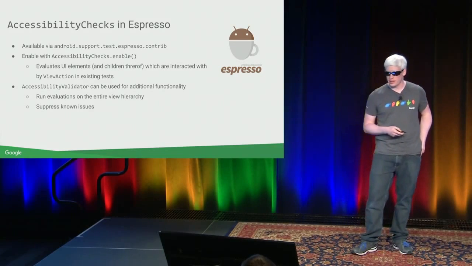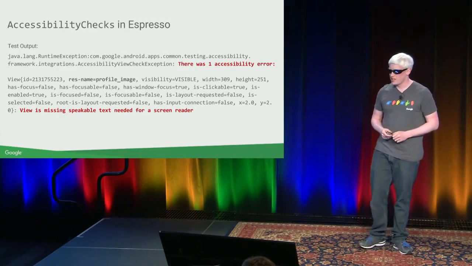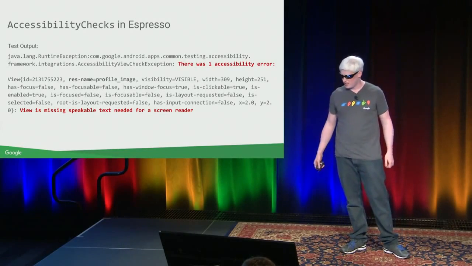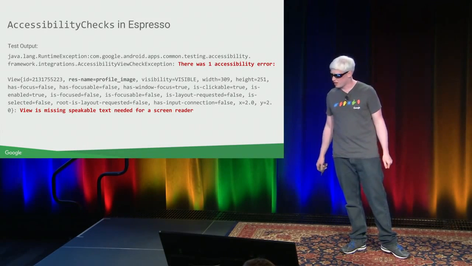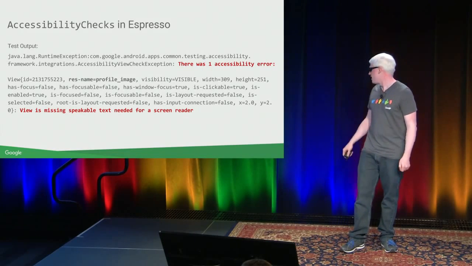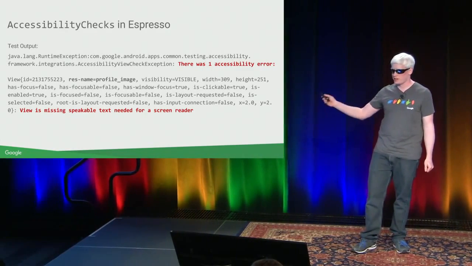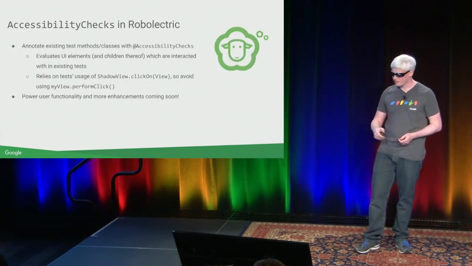Also of note, you can customize the behavior if you'd like and potentially exclude known bugs with a class known as Accessibility Validator. Here's what an example failure looks like. In this case, this is the actual Espresso output. It identifies that there's an accessibility error, gives you the view ID and Espresso's typical view representation, and notes the actual particular error. In this case, there's a speakable description missing for a screen reader.